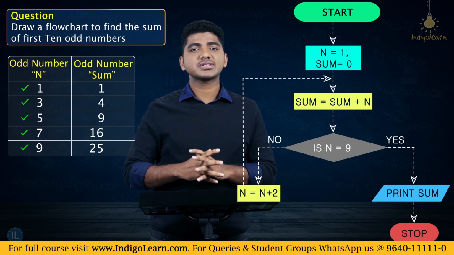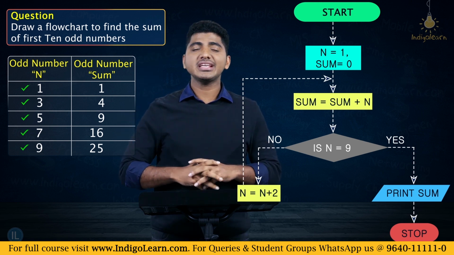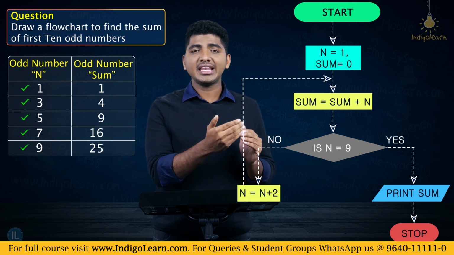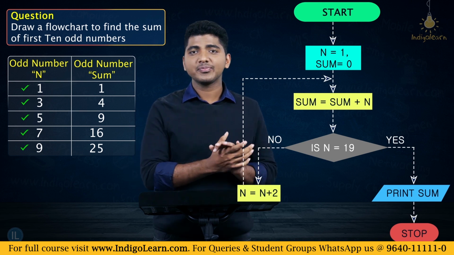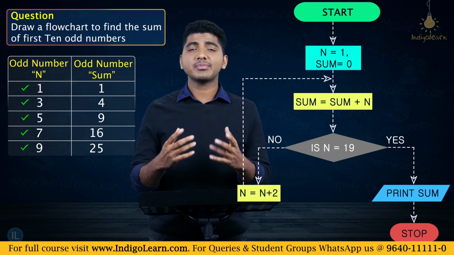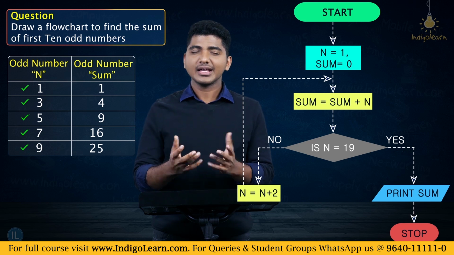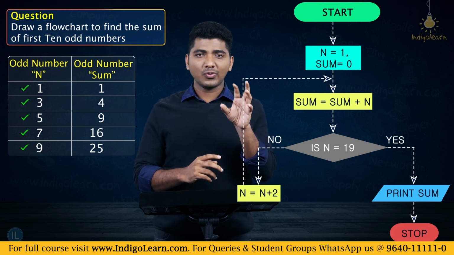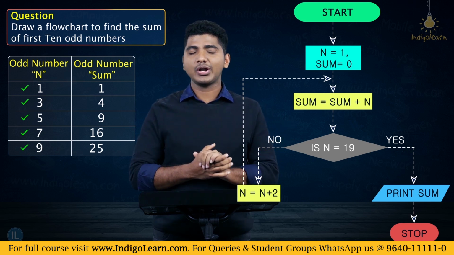So if I make a list of first 10 odd numbers, what is the 10th odd number? It is 19. So instead of 9, I am going to replace it with 19. So in the examination, if they ask you to find the sum of first 100 odd numbers, the logic is the same, the flowchart is the same, only your decision will change, computation will not change.